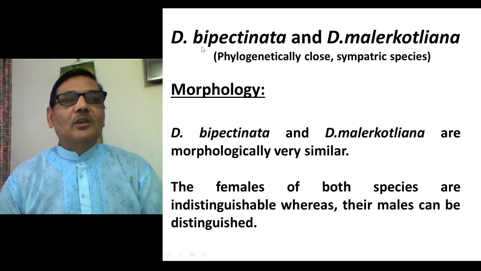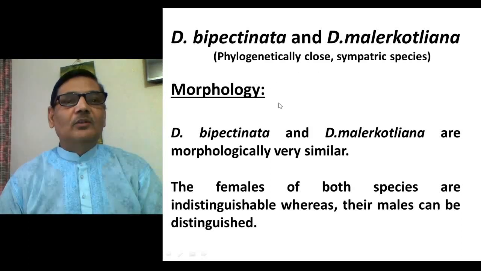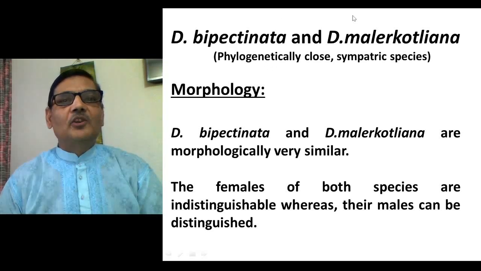As I told, Drosophila bipectinata and malerkotliana are close to each other. Although they are two separate species, under laboratory conditions, matings may occur between them. Although in nature, members of these two species never mate with each other, we have not been able to observe their hybrids, because hybrids formed from the mating of these two can be morphologically identified.